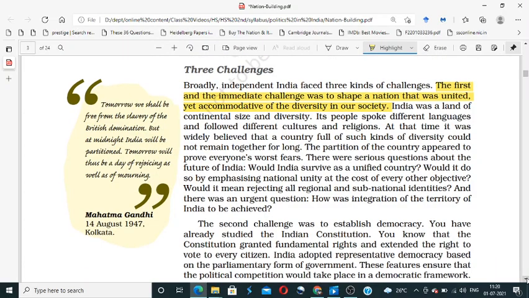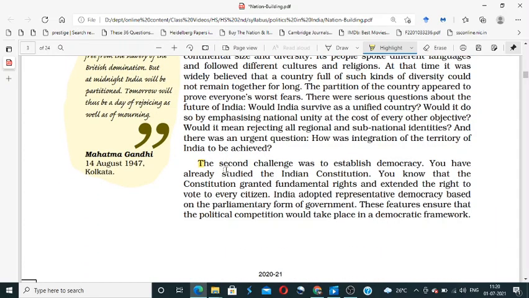And the second challenge was to establish democracy. We all lived through a period of slavery. It was a period of colonial rule. People did not know what democracy is.